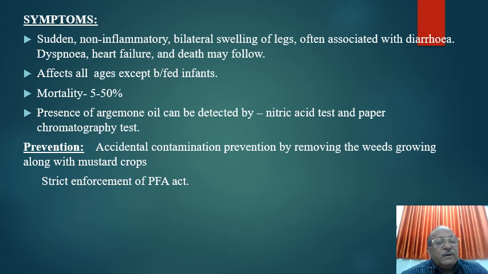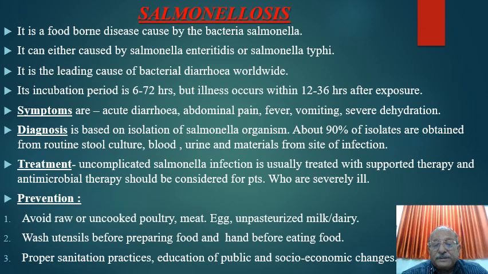5 to 50% mortality. The presence of Argemone oil can be detected by the nitric acid test and paper chromatography test. How to prevent it? Accidental contamination is prevented by removing the weeds growing along with the mustard crop. And of course, strict enforcement of the Prevention of Food Adulteration Act.